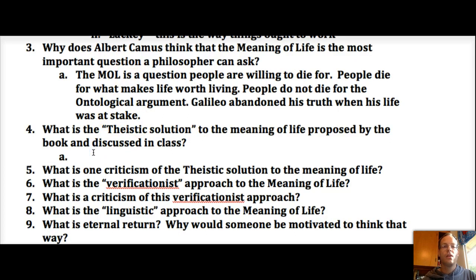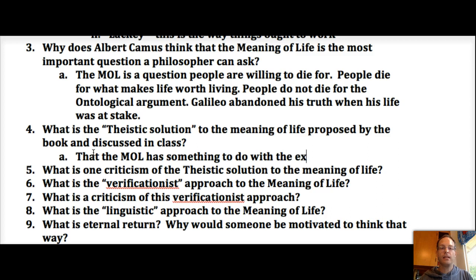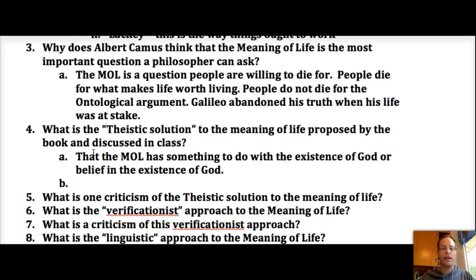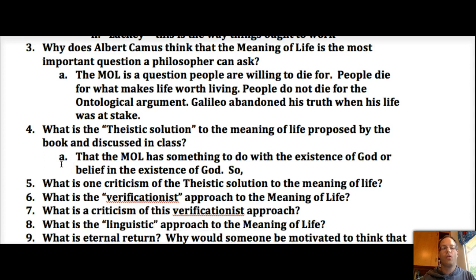What is the theistic solution to the meaning of life proposed by the book, discussed in class? That the meaning of life has something to do with the existence of God or belief in the existence of God. Okay. So for example, I am here to know God.